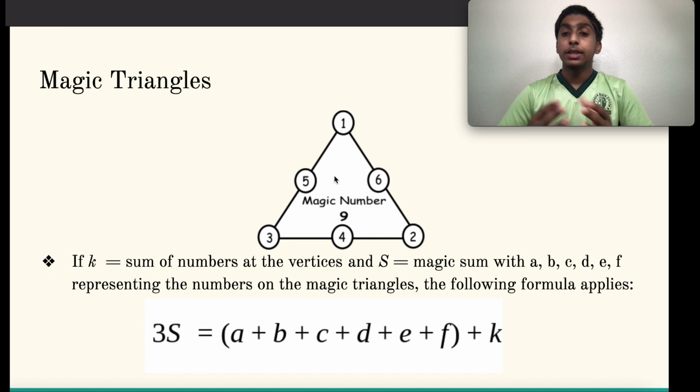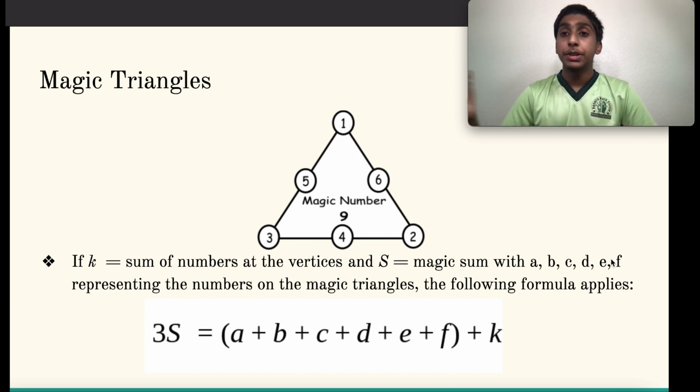And S is equal to the magic sum, as I said before, in this case it'd be 9. And with A, B, C, D, E, F, I'm just always using letters. These letters are actually representing the numbers on that triangle. So here, 1, you could say that it's A. 5 is B. 3 is C. 4 is D. 2 is E. And 6 is F. So it's just up to you. I'm using letters because that's easiest to represent in formula form. But this is just how you generally represent it.